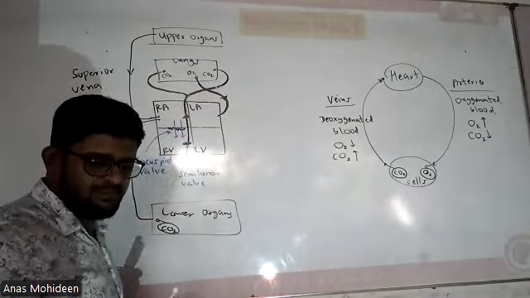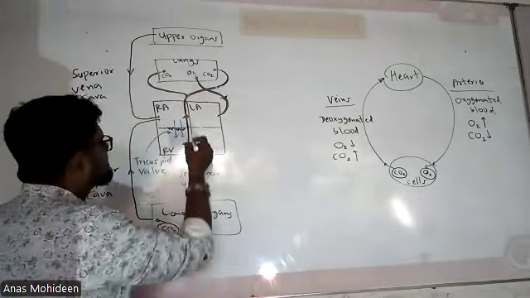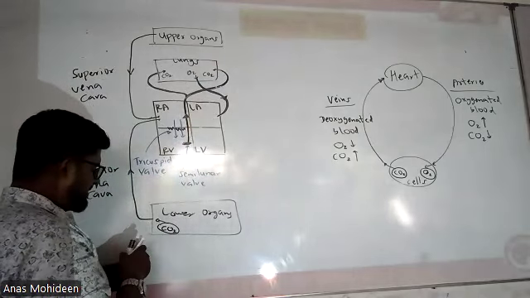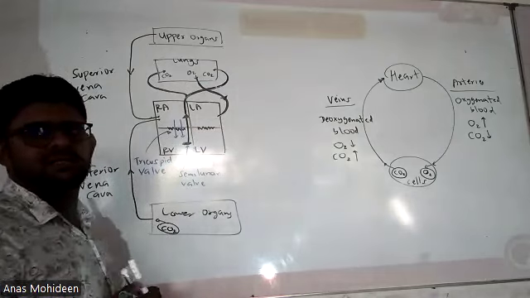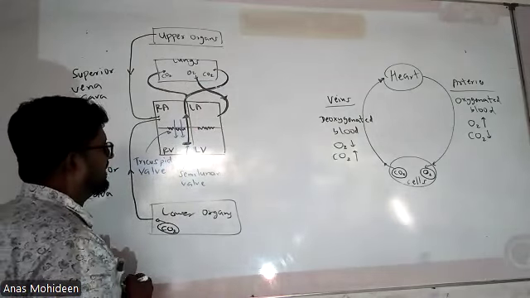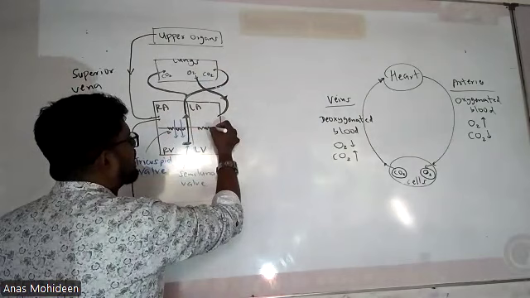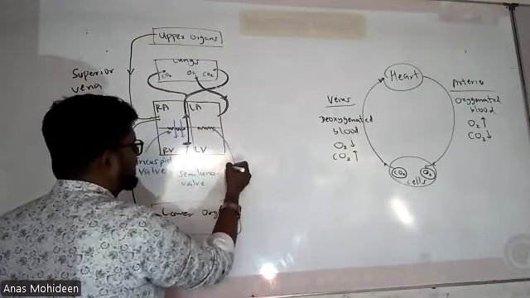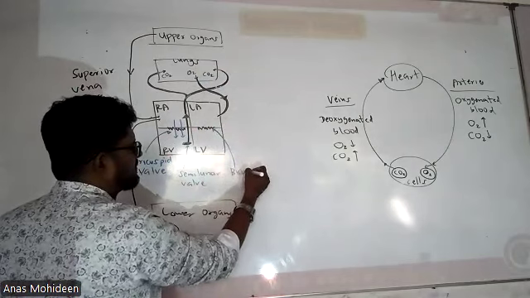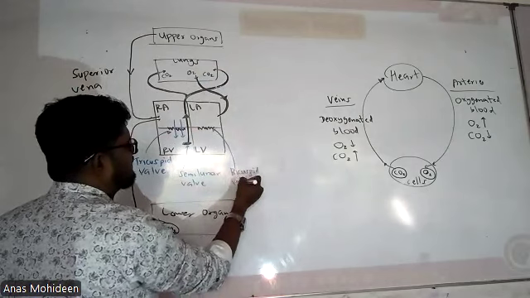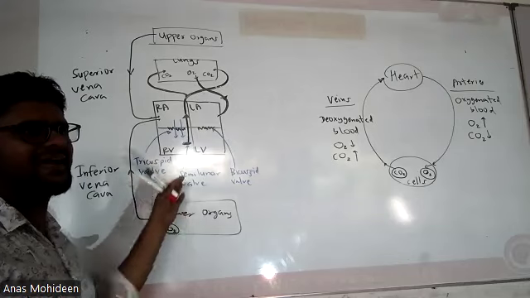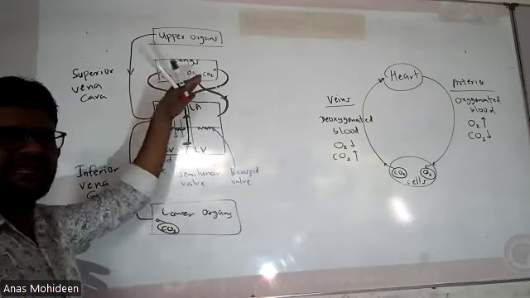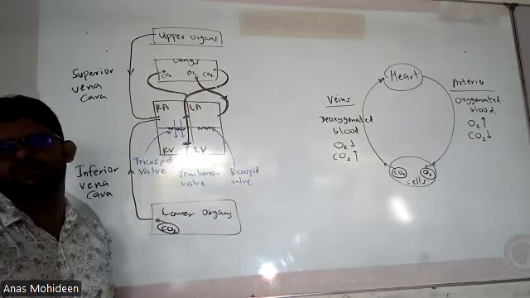Now this oxygenated blood should be pumped down. It transfers down across another valve here. What is the valve here? This is the bicuspid valve. So there are 2 cusps. The bicuspid valve is between the left atrium and left ventricle. Between the right atrium and right ventricle, the tricuspid valve is there.